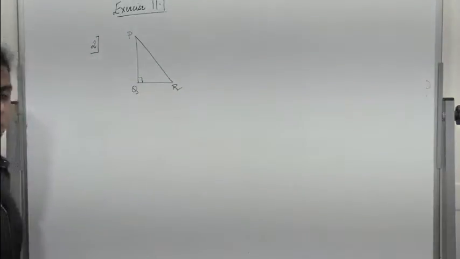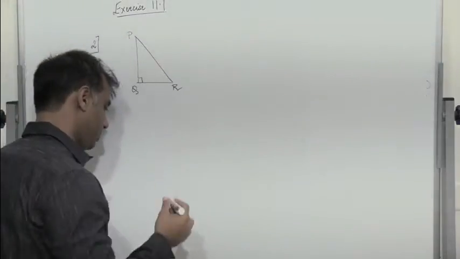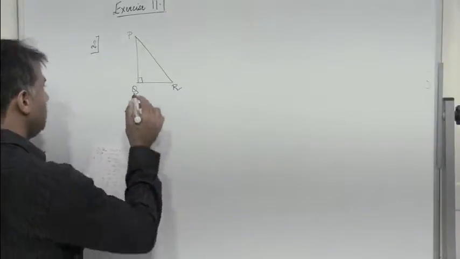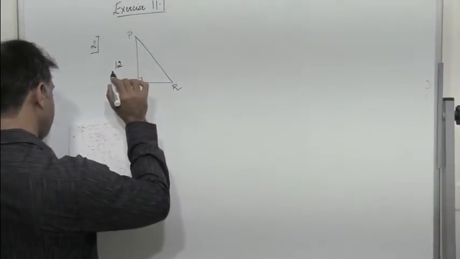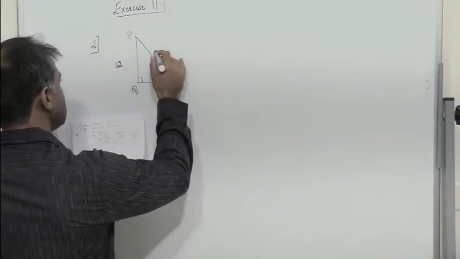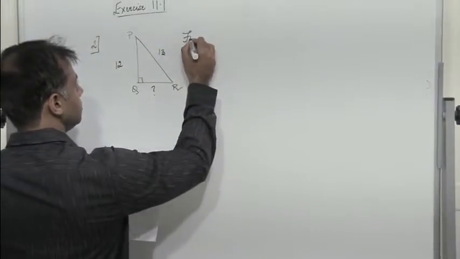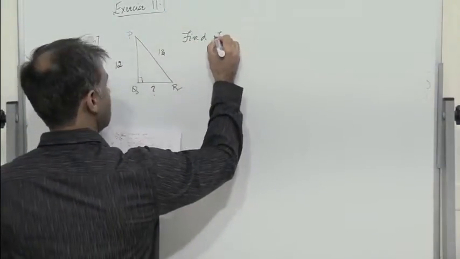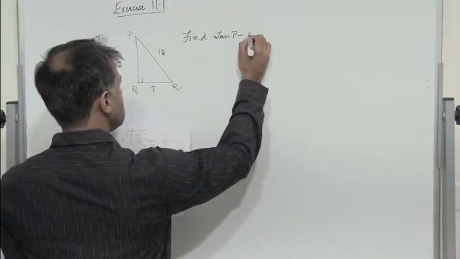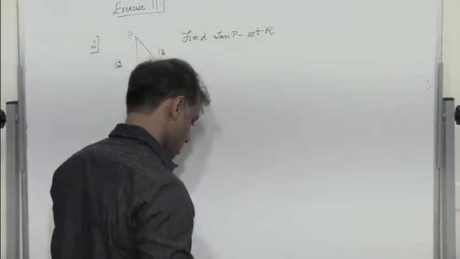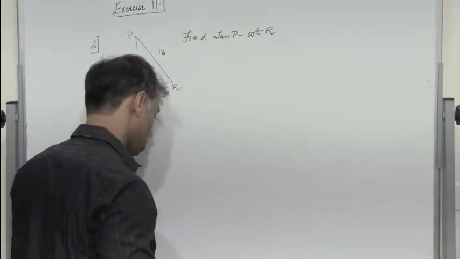So the second question, we have a right angle triangle PQR given in figure where PQ is 12, PR is 13. We need to find QR. Find tan P minus cot R.